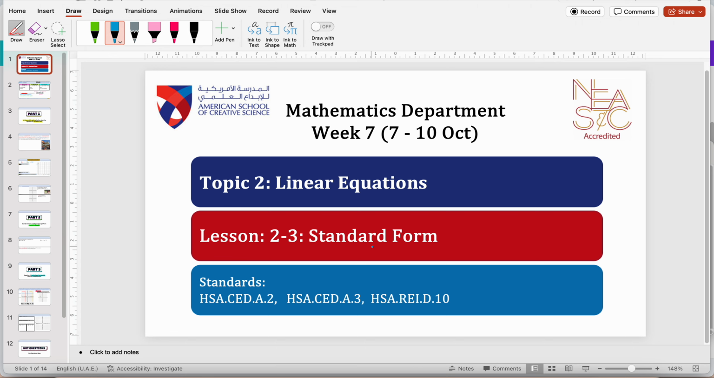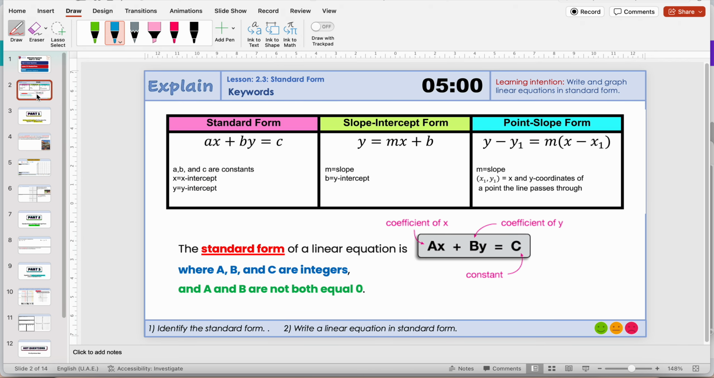Form. Again, another form for writing the equation of a line. So until now we took slope-intercept form, which is the first lesson that we took, then point-slope form, and today we're going to revise and review together standard form. As you can see, each form is different from the other one. Standard form follows this way. This is how it should look.